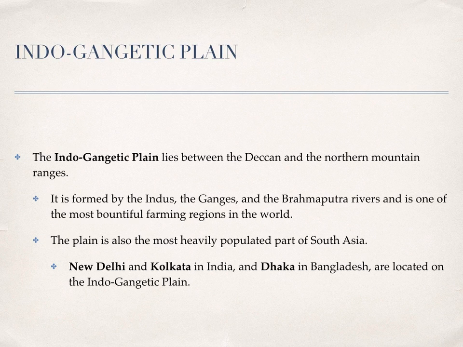Indo-Gangetic Plain. The Indo-Gangetic Plain lies between the Deccan Plateau in the south and the northern mountain ranges, the Himalayas. It's formed by the Indus, the Ganges, and the Brahmaputra rivers, and it's one of the most bountiful farming regions in the world. The plain is really one of the most heavily populated parts of South Asia. Lots of people doing farming there. Cities of New Delhi, Calcutta in India, and Dhaka in Bangladesh are located on the Indo-Gangetic Plain.